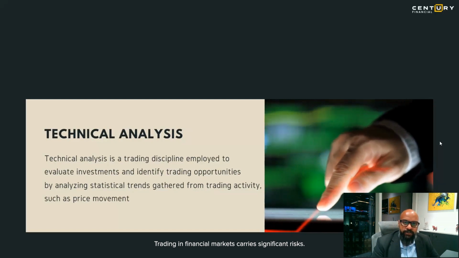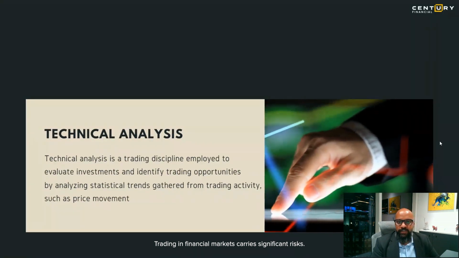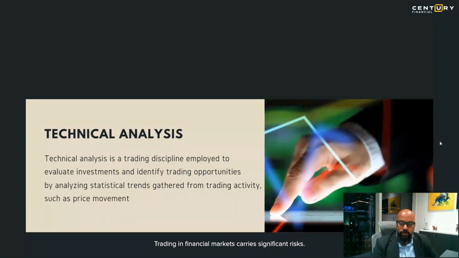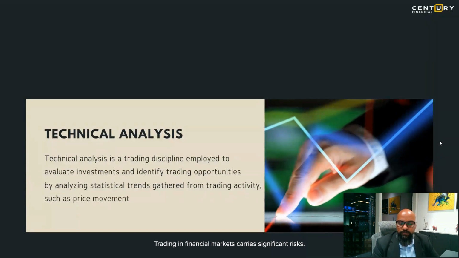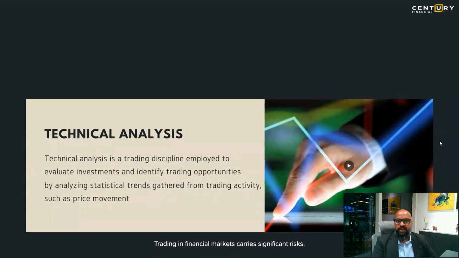So there are two, three different types of analysis a trader or an investor would do before he takes any kind of investment or trading decision. The first one is fundamental analysis. The second is technical analysis, and the ones who are more sophisticated also go into quantitative analysis.